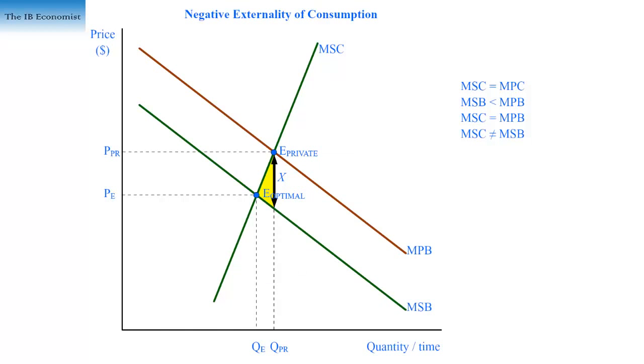This diagram shows again negative externality of consumption. Again, note that the externality is equal to the vertical distance between the private equilibrium and the marginal social benefit. The yellow triangle is the deadweight loss to society. We are at the moment at E private and the optimal equilibrium is E optimal. So you can see hopefully that we are spending too much money, PPR instead of PE per unit, and we are also overconsuming. We are consuming QPR, which is more than QE, that is the socially optimal quantity to be consumed.